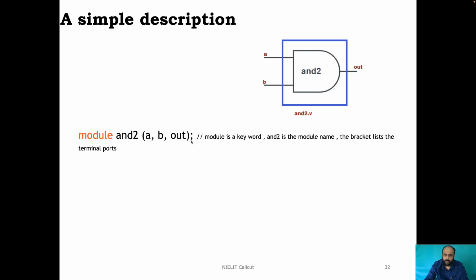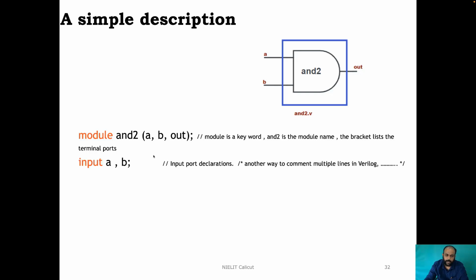Then put a bracket and list out all the terminal ports in any order of your choice. It can be input port first and then output port, or it can be output port first and then input port. It's up to you. Okay. So the bracket lists only the terminal ports.